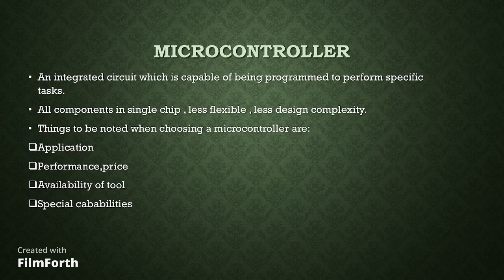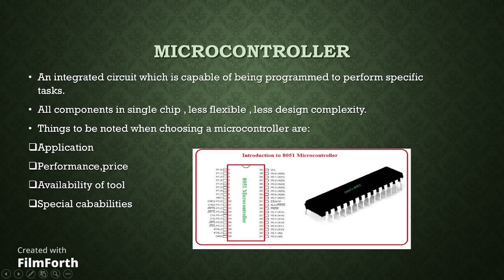Next, we saw about the microcontroller. A microcontroller is an integrated circuit which is capable of being programmed to perform specific tasks. All components are in a single chip. Less flexible, less design complexity. Things to be noted while choosing a microcontroller are its application, the microcontroller's performance and its price, availability of the tools, and special capabilities. And this is the pin diagram of the microcontroller, an example being the 8051.